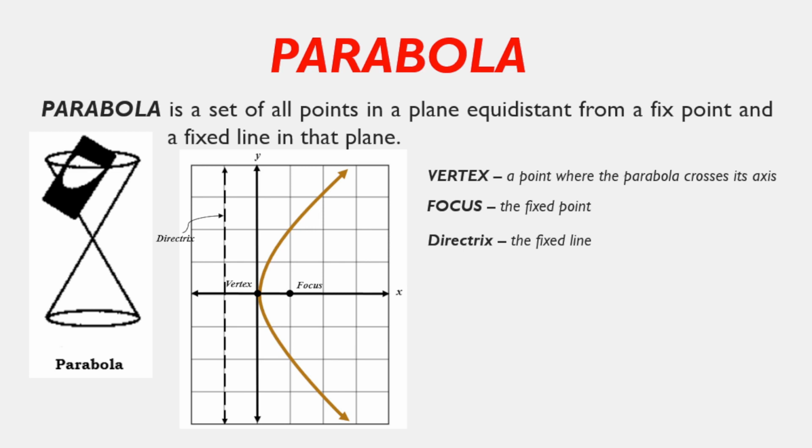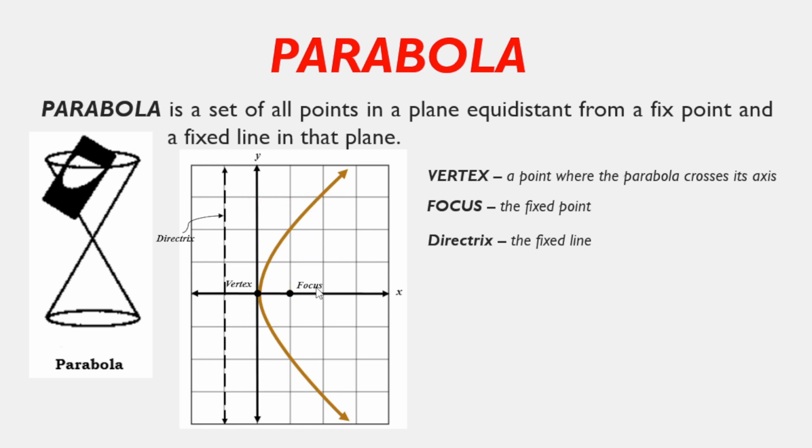Let us discuss the definition of the parabola. It is a set of all points in a plane equidistant from a fixed point and a fixed line. If we get one point on the parabola, suppose this is our point P, and we create a line that connects point P and the focus, and a line that connects point P perpendicular to the directrix, as you can see, their distances are equal.